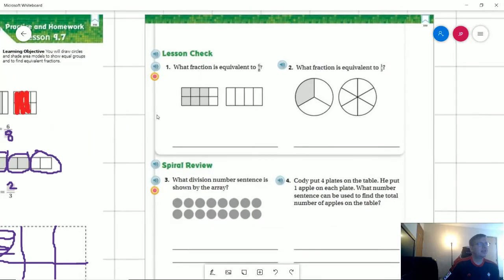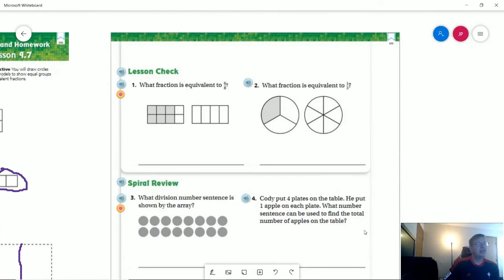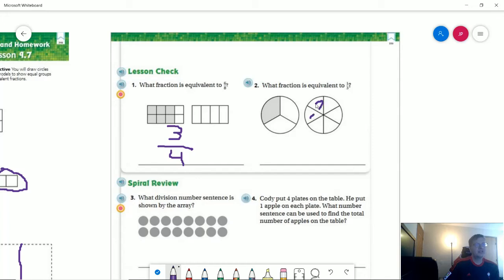So let's go ahead and head over to this side. What fraction is equivalent to 6 parts over 8? So if I go ahead and fill in these 3 parts, that would give us 3 on the top for our fraction, 4 on the bottom. And then what fraction is equivalent to 1/3? So if I fill in these parts here so that they match, I would have 2 parts over 6. So those are our questions for today.